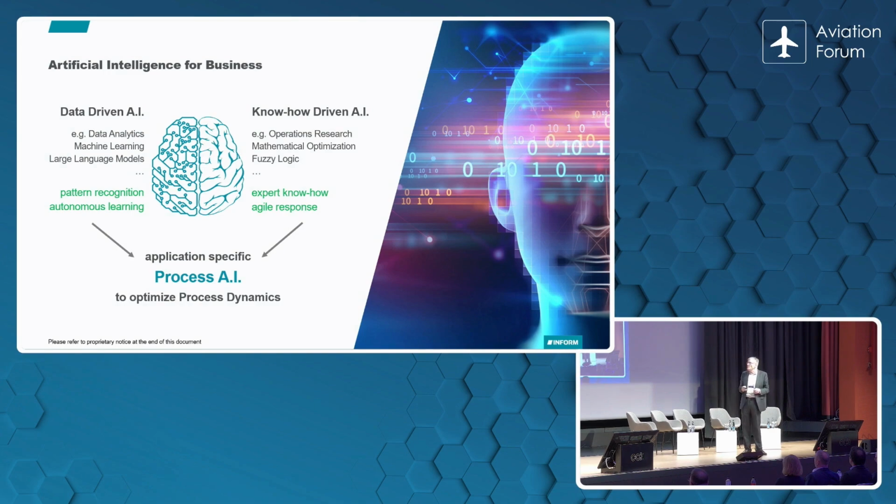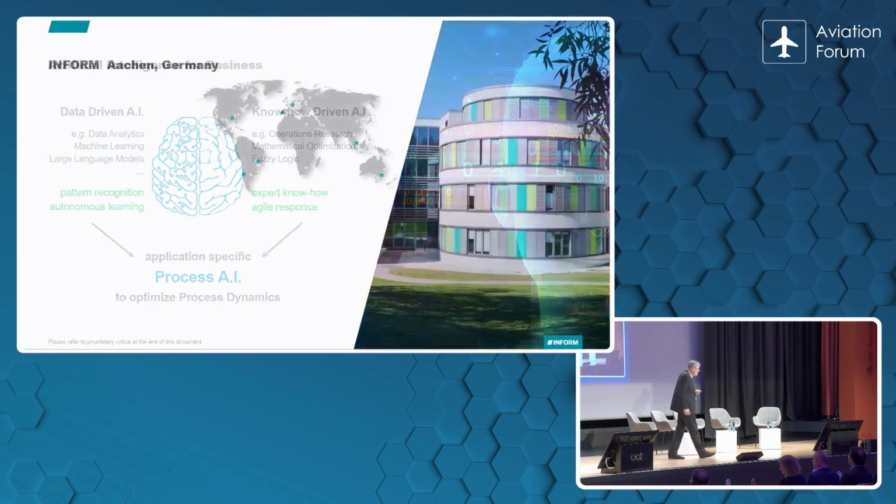We use both things in parallel at Inform in order to come up with optimization algorithms for business processes like manufacturing scheduling. I'm coming to the applications in a minute. And the very important word here is application-specific. You can't use a generalized AI here. You need application-specific AIs for procurement, for optimizing distribution networks, for transportation, or whatever.